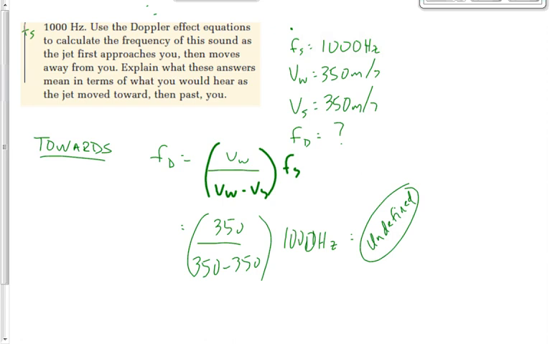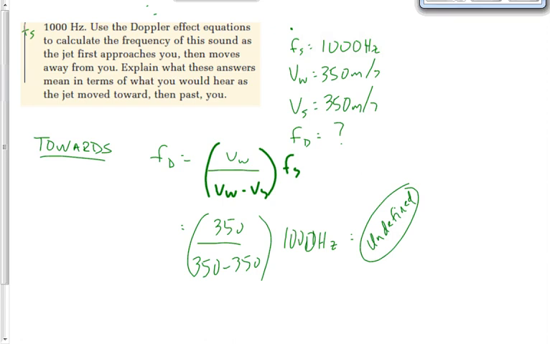It's an undefined frequency. To hear a frequency of a sound, you have to have crest, crest, crest, or crest, crest, crest going by you, to hear a high frequency or a low frequency. If they're all together, there is no frequency. Please excuse the interruption.